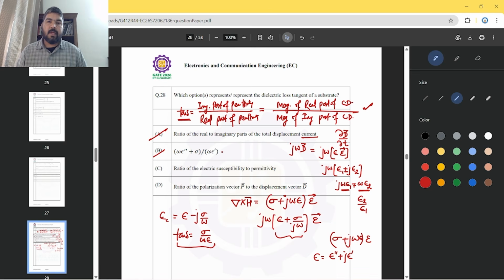But there is a problem here. I mean, IIT has provided this option as well, but I don't think that this is correct. Why? Because in this option, epsilon prime and epsilon double prime are not mentioned. Which one is the real part, which one is the imaginary part, we are not sure. Okay, in the problem, these epsilon prime and epsilon double prime have to be mentioned. Okay, that's why I'm not going with this option.